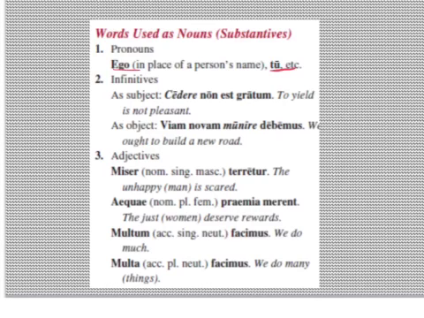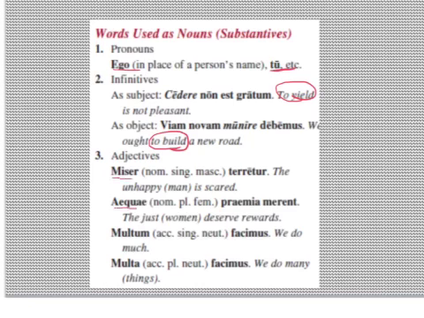So "to yield is unpleasant": to yield is an infinitive acting as a noun. And "we ought to build": to build is acting like the object of the verb ought. And now this is a new one, the adjective. In Latin, adjectives can just be used as a noun. You don't have to write it.